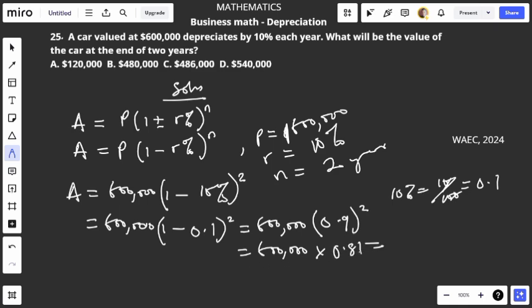And when you multiply that, you have the value of that car after 2 years. When you do this multiplication, it will be $486,000. That's option C. So that's the fastest way to do that. But if you still want to know another method to do that, method 2.